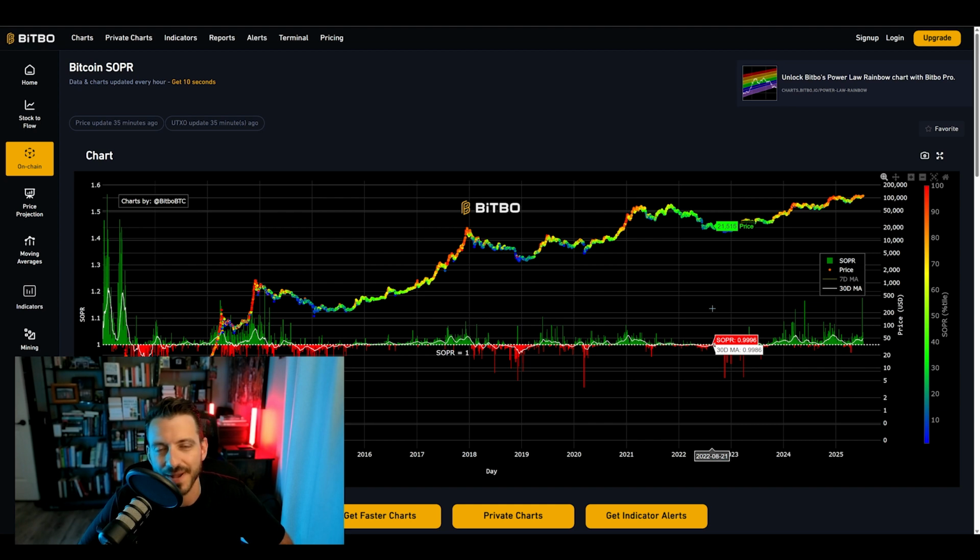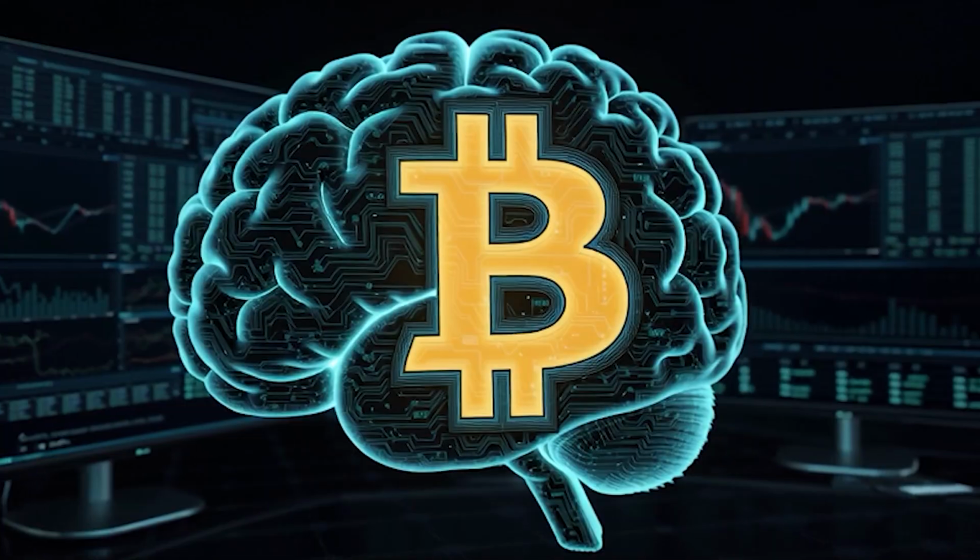The best part about this is it tracks this behavior chain-wide. It's like the global P&L meter for Bitcoin. So let's go into how do you actually interpret this signal, right? What does this actually mean? And this is where the alpha lives.